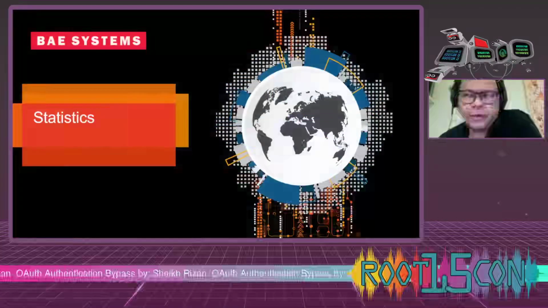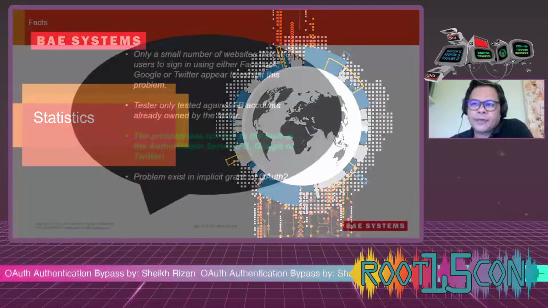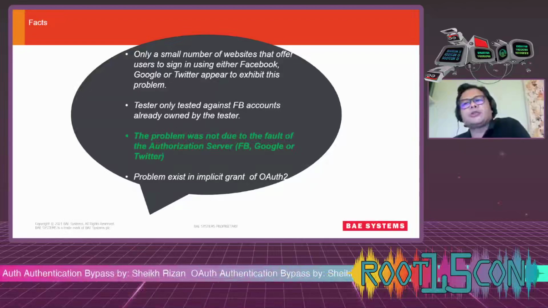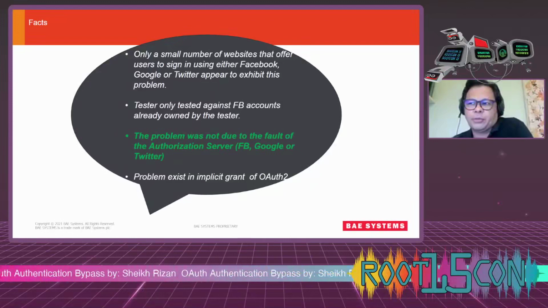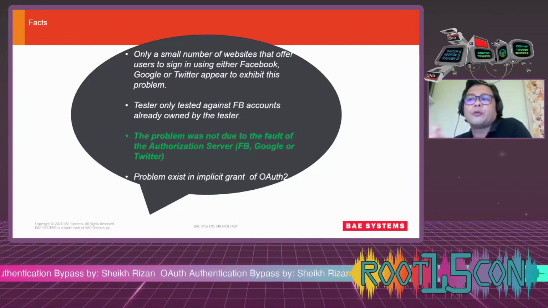Before that, let's look at some statistics. Some facts to understand: only a small number of websites that offer users to sign in using Facebook, Google, Twitter, or whatever exhibit this problem. Now, the tester only tested against Facebook accounts that were already owned by the tester. This is very important because we do not want to step over other people. We do not want to break the law by accessing other people's accounts. So all accounts that were used for this testing were owned by the tester.